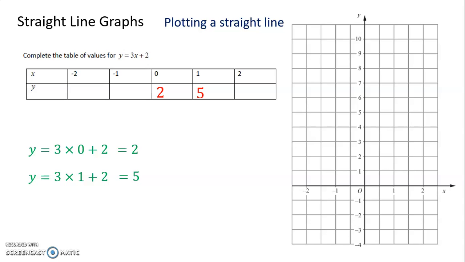Next one, y equals 3 times 2, add 2. So 3 times 2 is 6, add 2 is going to be 8. So what you should notice here is that every time we go along our table, we are actually adding 3. So that should be no surprise to us because of our work on sequences.